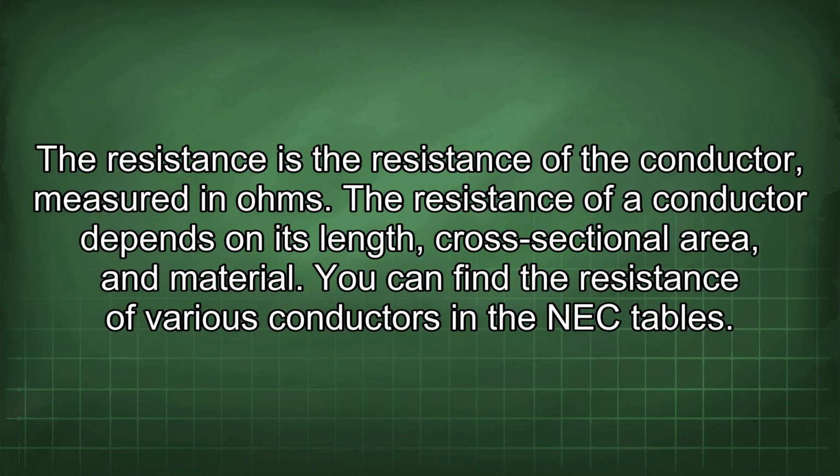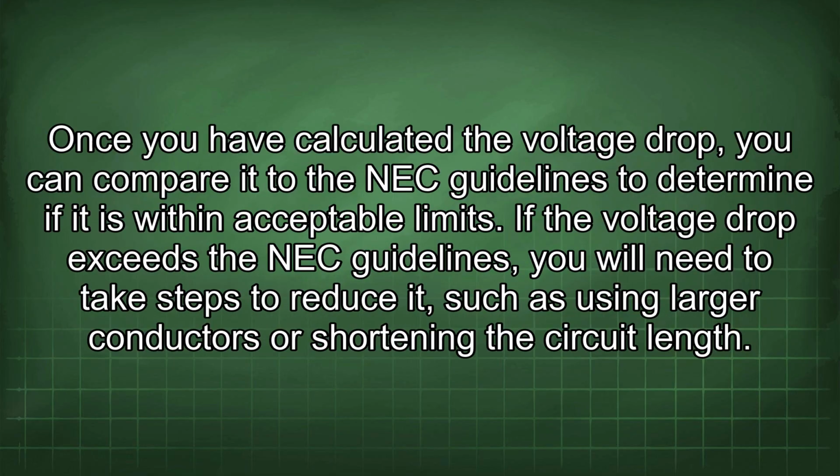The resistance of a conductor depends on its length, cross-sectional area, and material. You can find the resistance of various conductors in the NEC tables. Once you have calculated the voltage drop, you can compare it to the NEC guidelines to determine if it is within acceptable limits. If the voltage drop exceeds the NEC guidelines, you will need to take steps to reduce it, such as using larger conductors or shortening the circuit length.